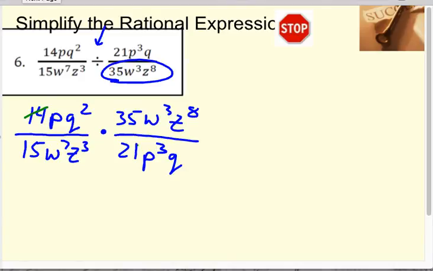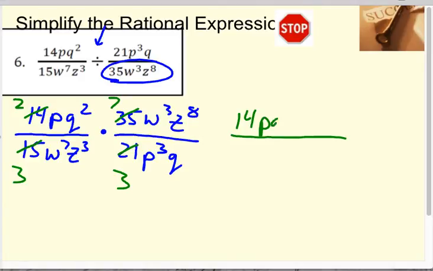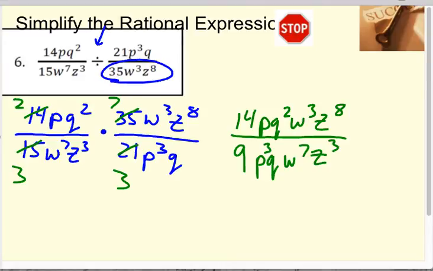Definitely 14 and 21 are both divisible by 7, so 2, 3. 35 and 15 are divisible by 5, so 3, 7. And then multiply across. 2 times 7 is 14. pq squared, w to the 3rd, z to the 8th, all over 9. Let's put alphabetical order here: p cubed q, w to the 7th, z to the 3rd. I always draw my z's with a little line through them so you know it's not a 2. Anyway, 14 and 9 do not reduce.